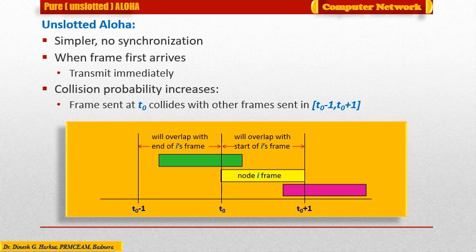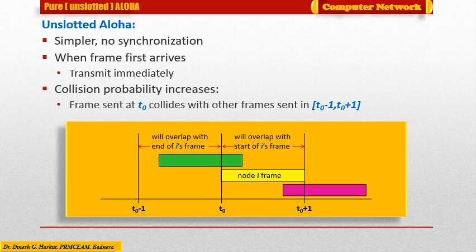Otherwise, the node waits for a frame transmission time. After this wait, it then retransmits the frame with probability p, or waits, that is remaining idle, for another frame time with probability of 1 minus p. Here there may be chances that, as it is pure, that is unslotted ALOHA, overlapping of the frames from different users may be possible, as it is completely unsynchronized.